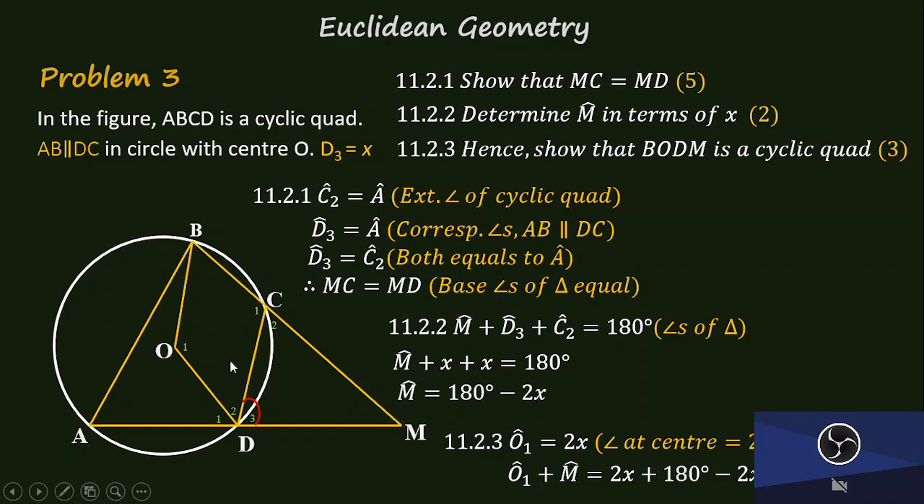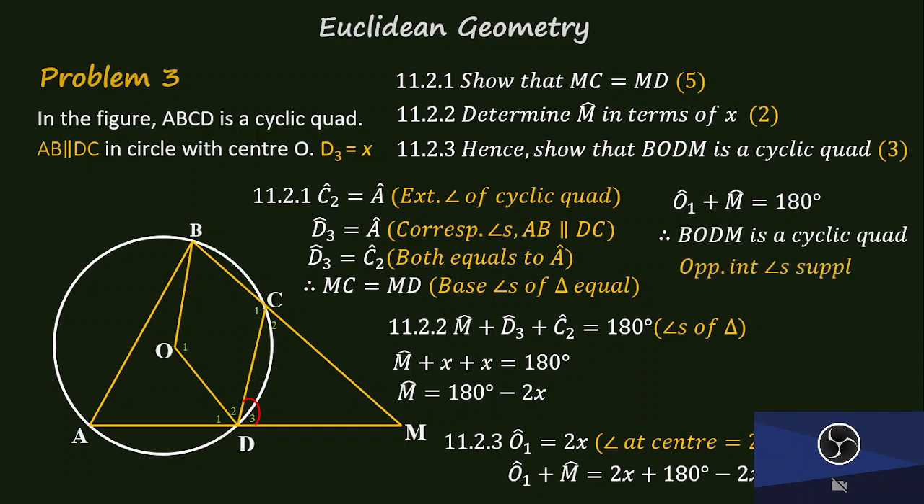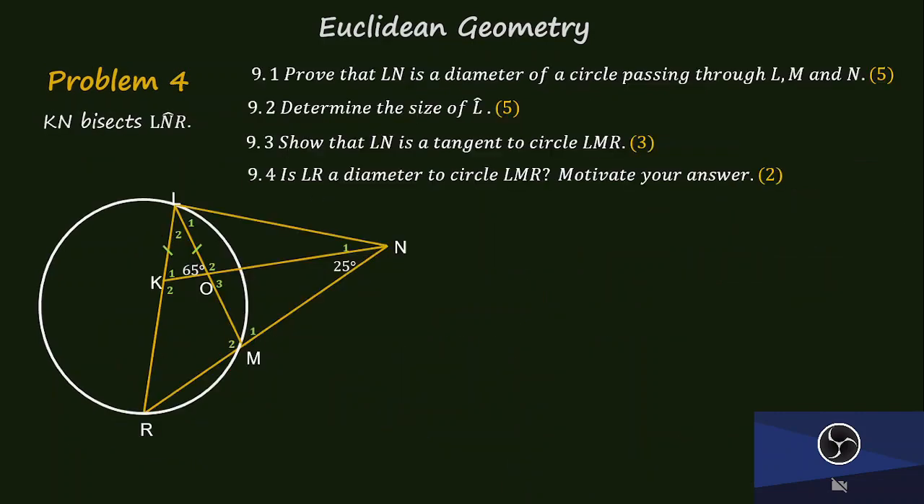So we are trying to add these two angles which are opposite to each other and see if we can get 180 degrees. If we add the two angles and they give us 180, then we have a cyclic quad, right? So if we add O1 plus M, 2x plus 180 degrees minus 2x, they give us 180 degrees. Therefore, we can claim that BODM is a cyclic quad because the opposite interior angles are supplementary. You need to also show that reason when you prove that. Let's move on to another problem.